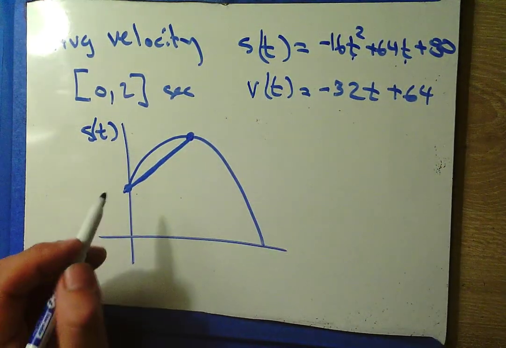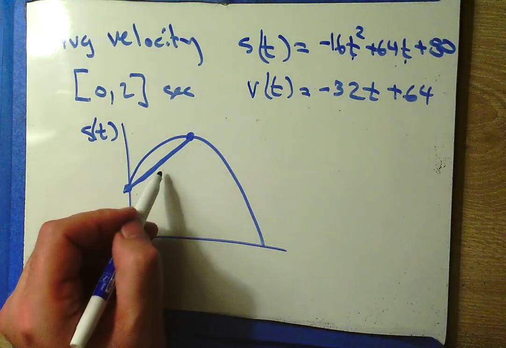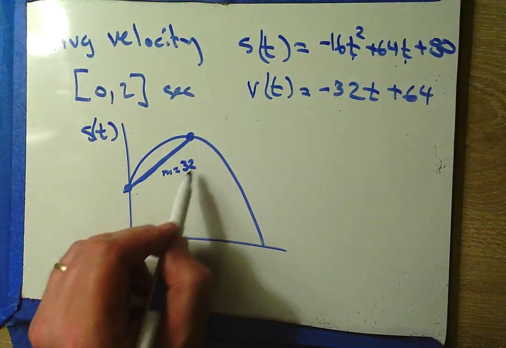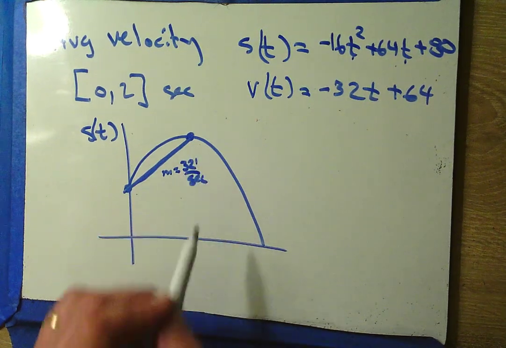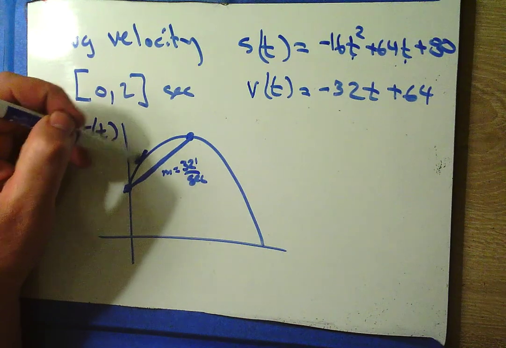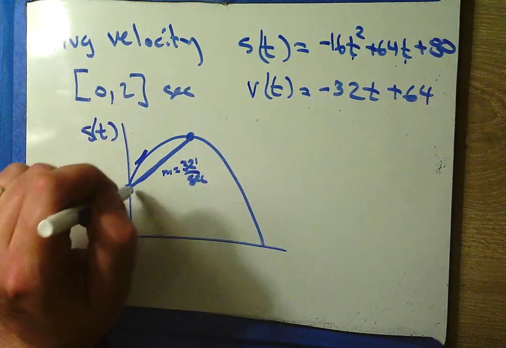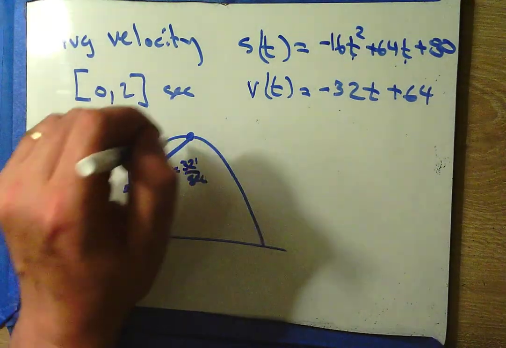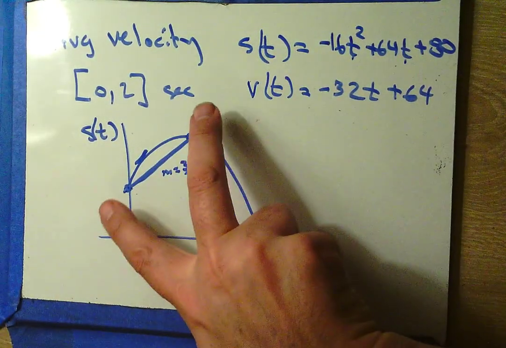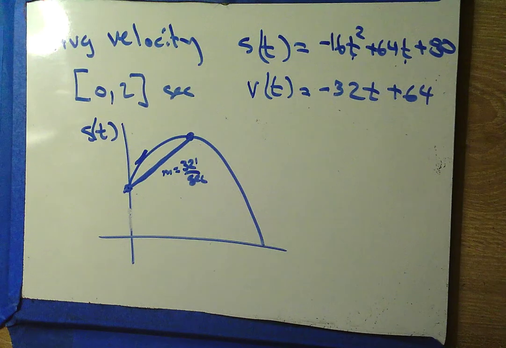Do we have a positive slope there? Sure do. The slope here, the average velocity, is 32 feet per second. Okay? That's not necessarily the velocity at a point. It's the velocity from here to here. It's our average velocity, the slope across that secant segment.